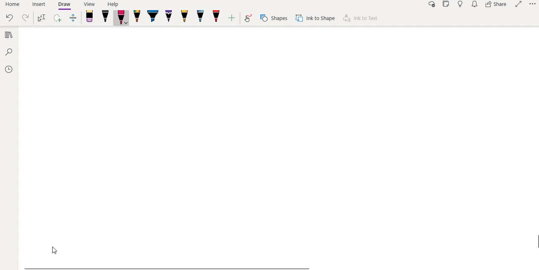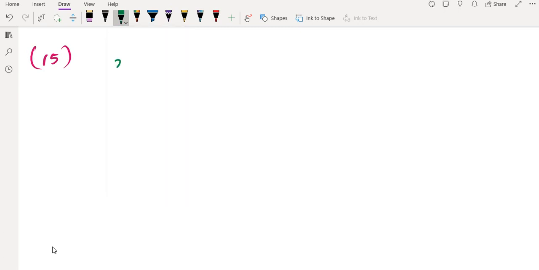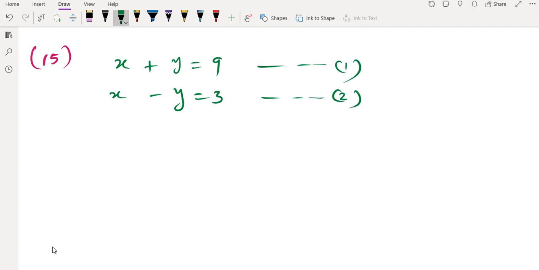Number what, please? Number 15. Number 15. The equations are x plus y equals 9 and x minus y equals 3. So this is the question. We have to solve it simultaneously, right? Yeah. We can easily eliminate y.